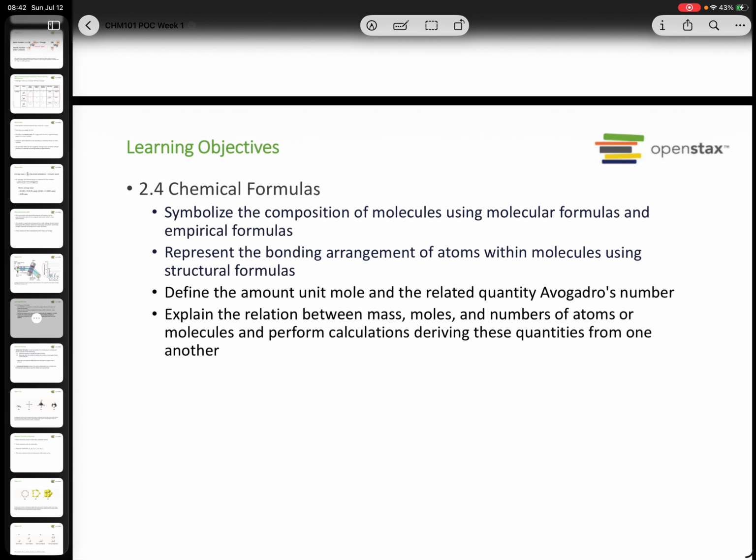So we now move to chemical formulas. Okay? Our goal dito is to use molecular formulas and empirical formulas, to know the difference between them, tapos interpret structural formulas, define the mole and Avogadro's number, and perform calculations that connect mass, moles, atoms, and molecules. So this section will bring together yung mga lessons about symbolic chemistry and quantitative chemistry.